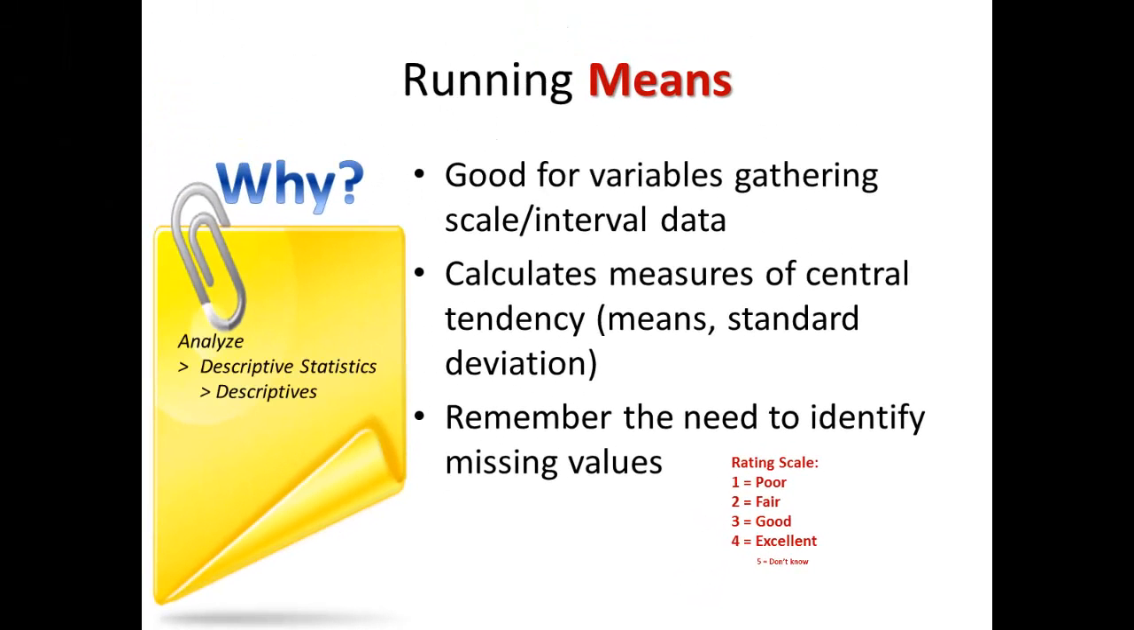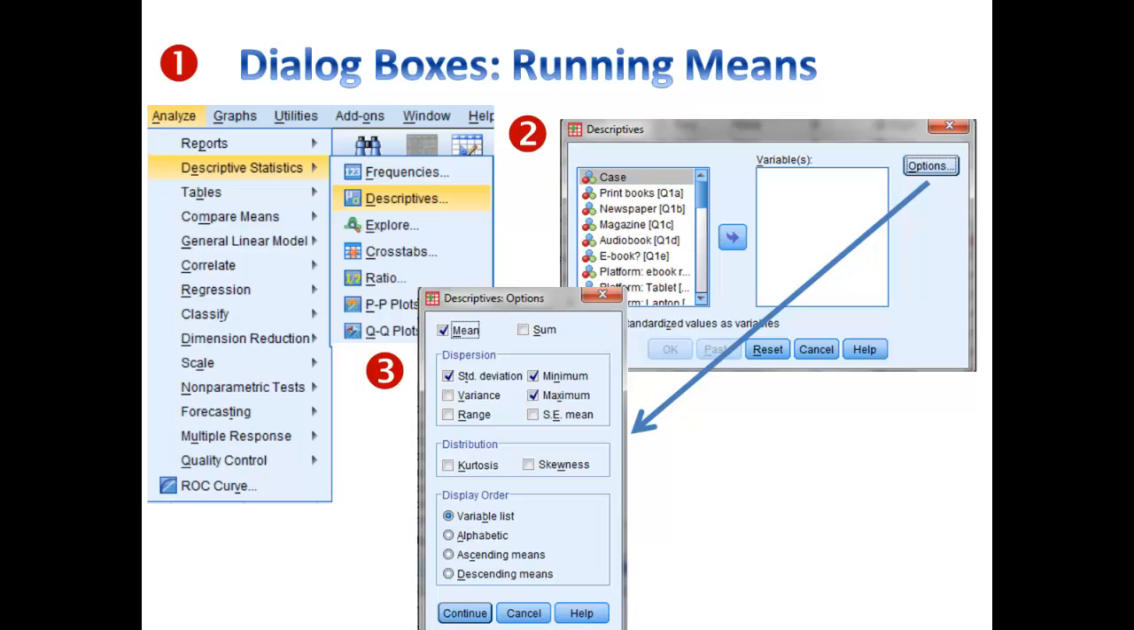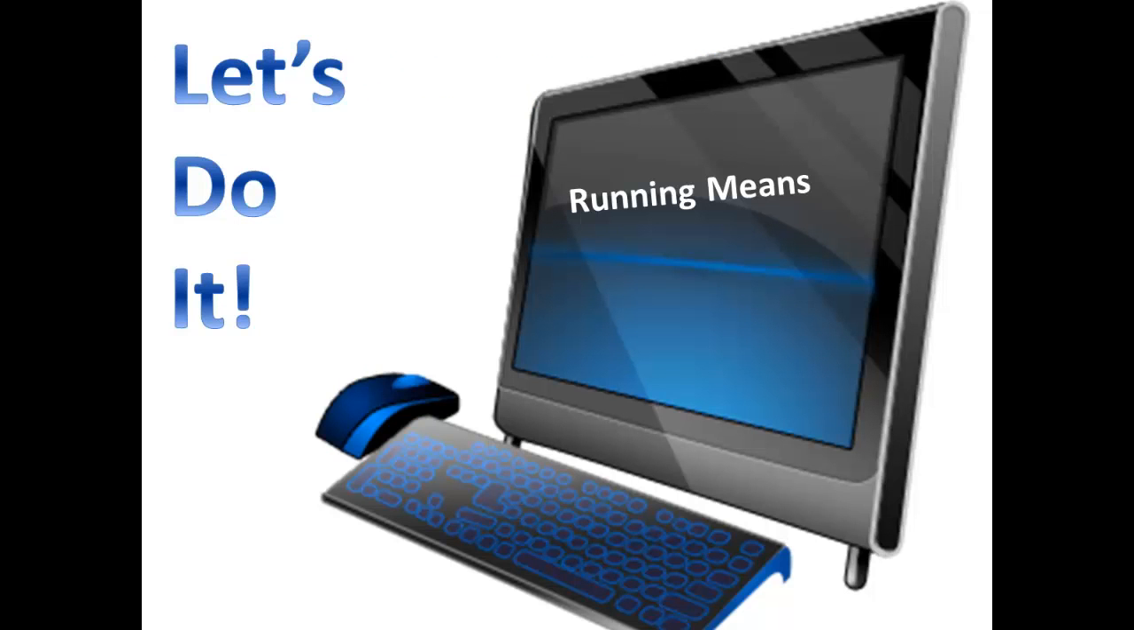Very simple procedure, just like frequencies, only now instead you choose descriptives instead of frequencies. Analyze, descriptive statistics, descriptives. You may want to determine the range, identifying the minimum and maximum, and you would do that under the Options tab. So here is what you would see in terms of a dialog box: descriptive statistics, descriptives, and then what you would see in the Options tab if you wanted to identify minimum and maximum. So now let's go ahead and do it. Let's run some means.